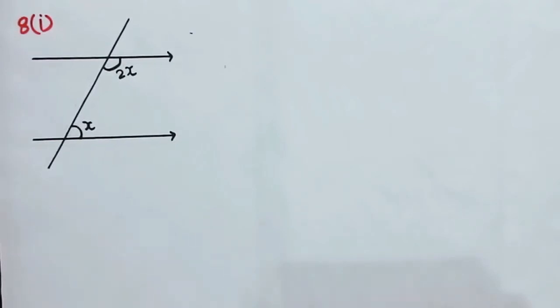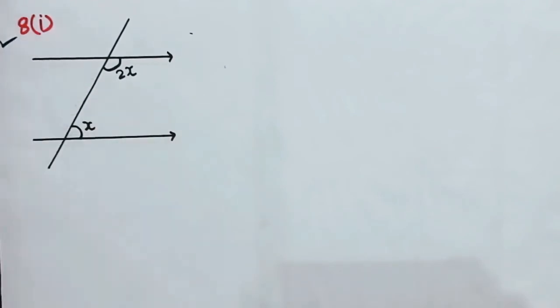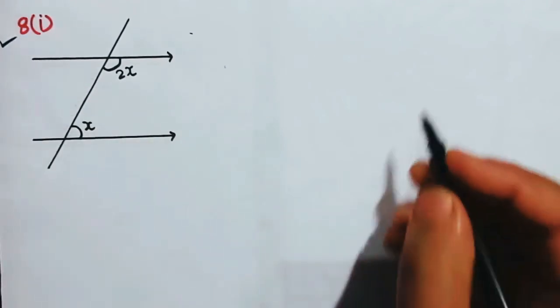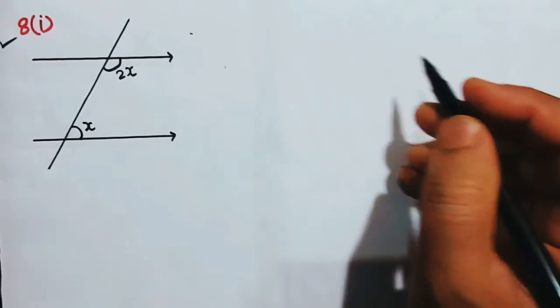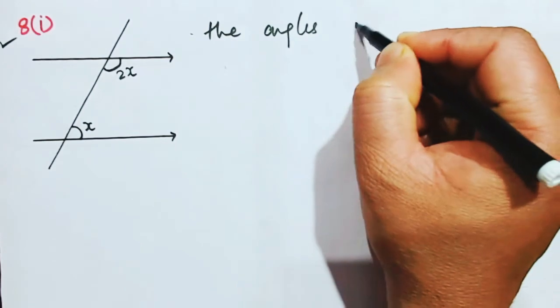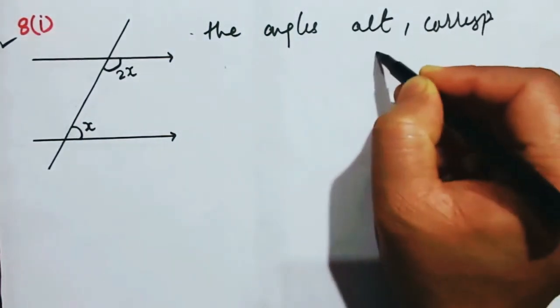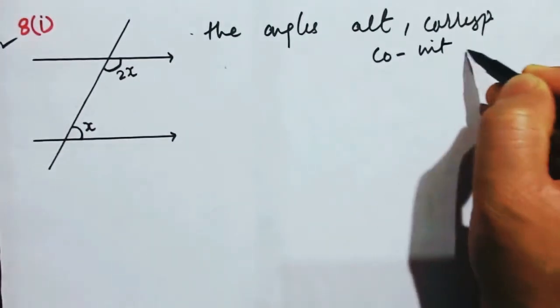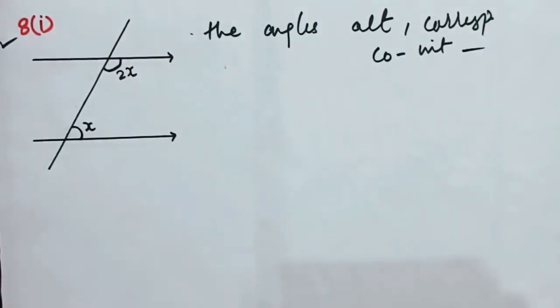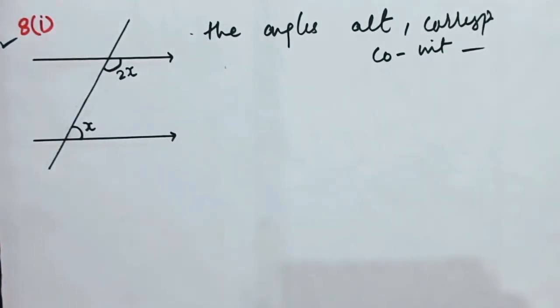The most important basic type of this problem is that we will be using the angles like alternate, corresponding and co-interior extensively. So we should have prior knowledge of these angles, whether we know them or not. So let us see here.